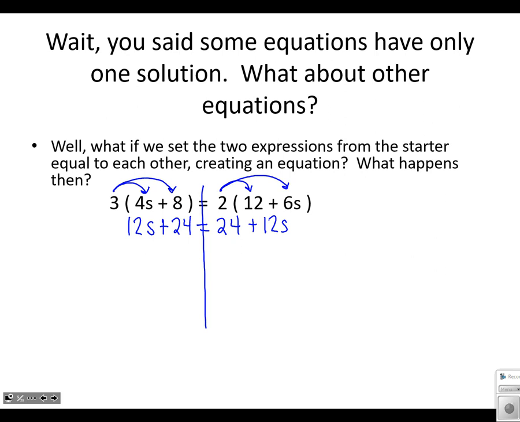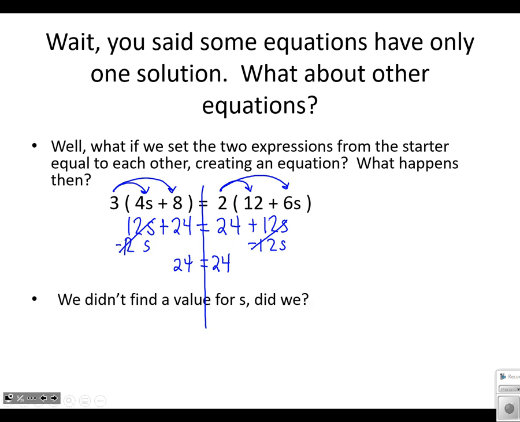So I'm going to get rid of one of my variable terms. I think I'll get rid of 12s here. Oops, 12s over here and 12s over here. That cancels, and I have 24. But this also cancels, and I have 24. What does that mean? We didn't find a value for s, did we? We really didn't.